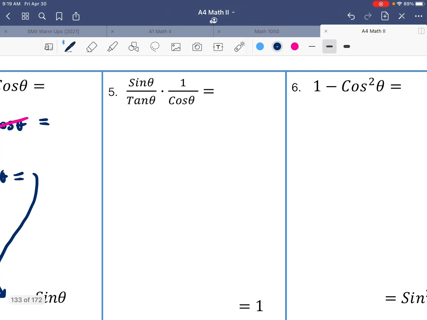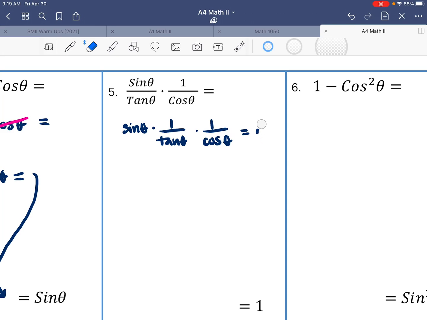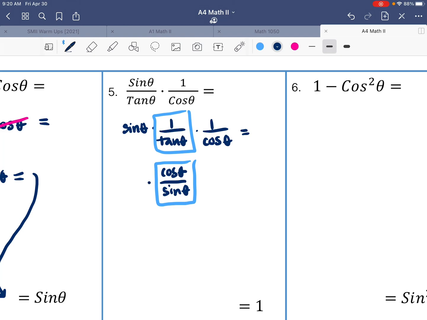Now we have sine of theta over tangent of theta times 1 over cosine of theta. First of all, I'm going to separate these out a little bit. I'm going to do sine of theta times 1 over tangent of theta times 1 over cosine of theta. Now that it's split up, this value here is the reverse of tangent. It's 1 over tangent. So instead of writing sine over cosine, it would be cosine over sine, because it's flipped upside down, essentially.